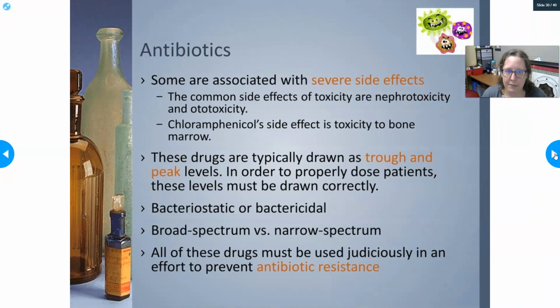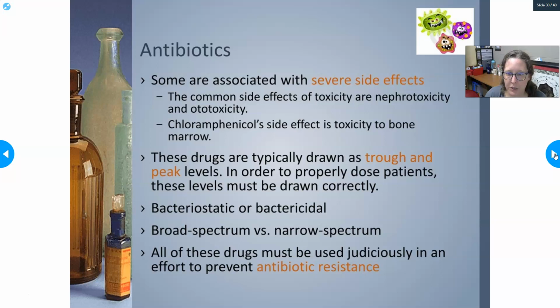Next, we're looking at the antibiotics. So we do not do TDM on all antibiotics, but there are some that are associated with severe side effects, but we also need them. Generally, the side effects are going to be nephrotoxicity and ototoxicity, so toxic to kidneys and ears, meaning in the ears it can cause deafness. Chloramphenicol side effect is usually toxicity to the bone marrow, meaning it can depress the bone marrow and cause you to not produce enough of your red cells and white cells.